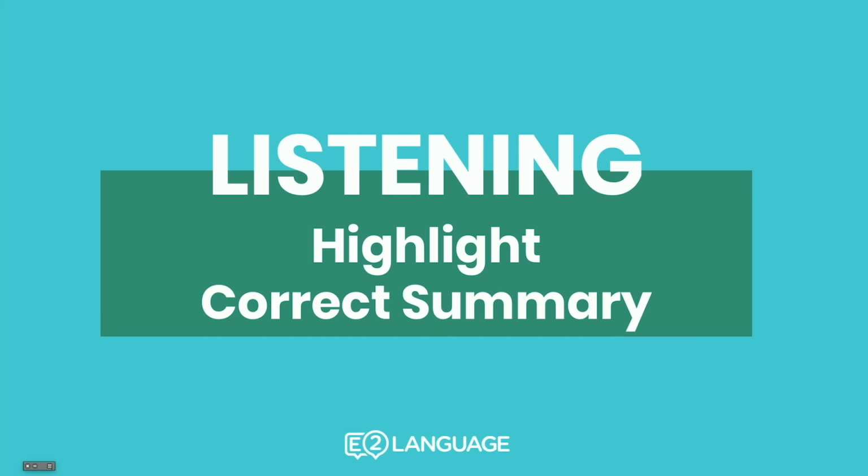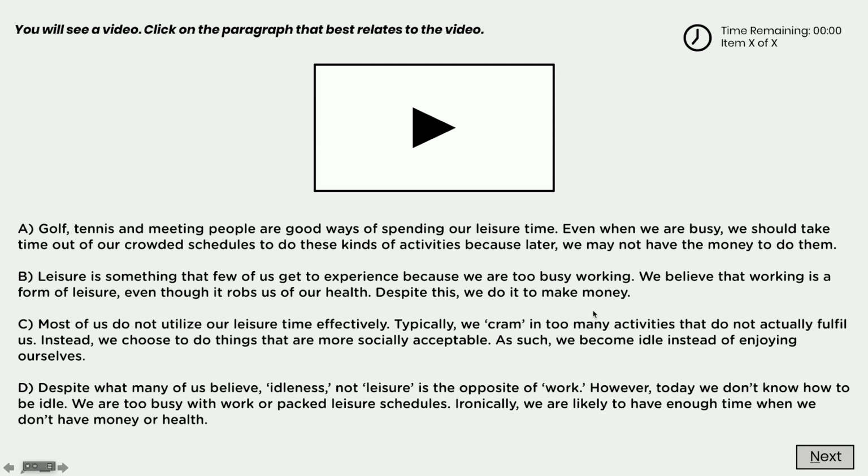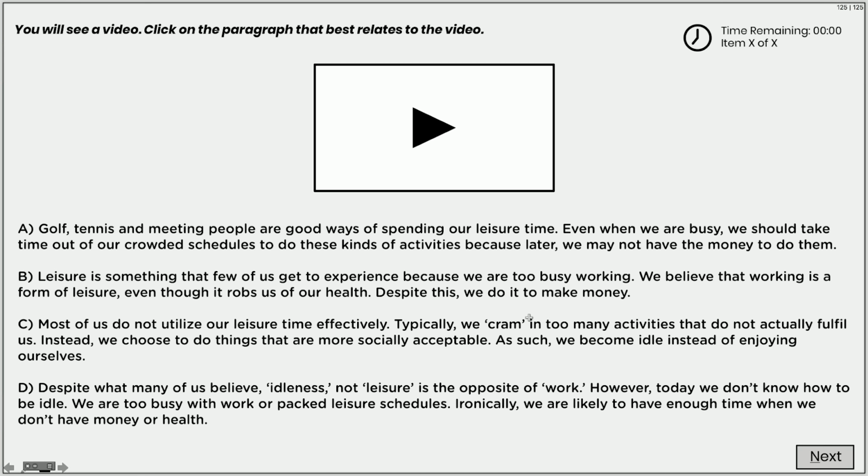Okay, this task, highlight correct summary, I hate to tell you, is a laborious one. It's a challenging one. It's a difficult one. One of the reasons is because the answer options here are very long. And so it poses a real cognitive dilemma for us. That is, because we cannot read and listen at the same time, we have to take notes in this particular task and match our notes and our memories to one of these answer options.